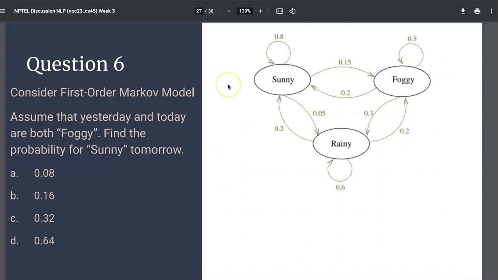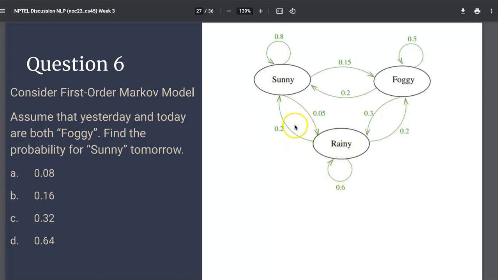Now see, what is this thing? This is kind of a transition probability. If you are in a rainy day, what is the probability that the next day is foggy? What is the probability that the next day will be sunny? And what is the probability that the next day will again be rainy? If today is rainy, then tomorrow will also be rainy with a probability of 0.6. Tomorrow will be foggy with a probability of 0.2. Similarly, tomorrow will be sunny with a probability of 0.2.